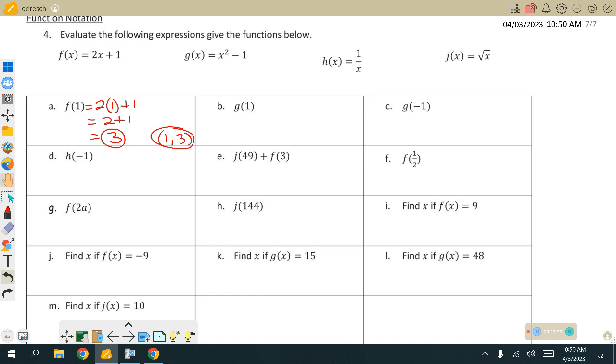All right, letter B. g of 1. Choose the correct function, g of x. 1 squared minus 1. 1 minus 1 is? So when the input is 1, the output is 0. When the x is 1, the y is 0. When the domain is 1, the y is 0. Take letter C now real quick. Plug in -1. Choose the same function. Plug in -1 really quick. We're going to make sure we're using these same correct functions here.